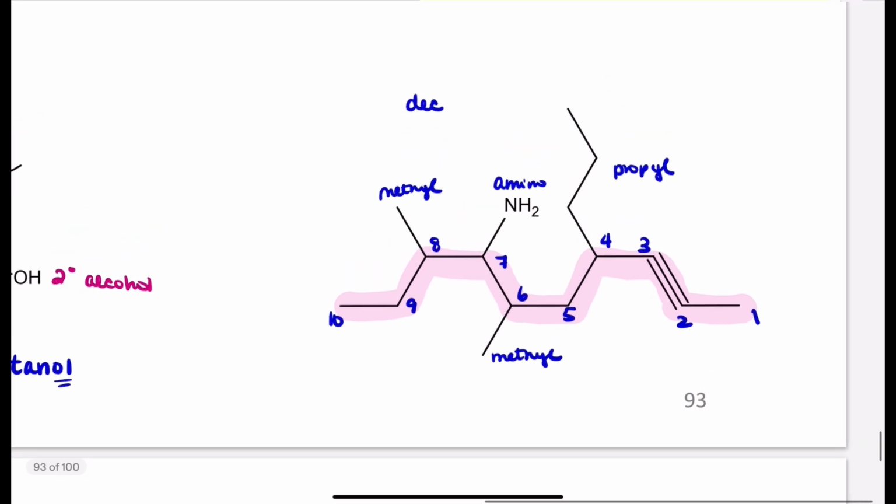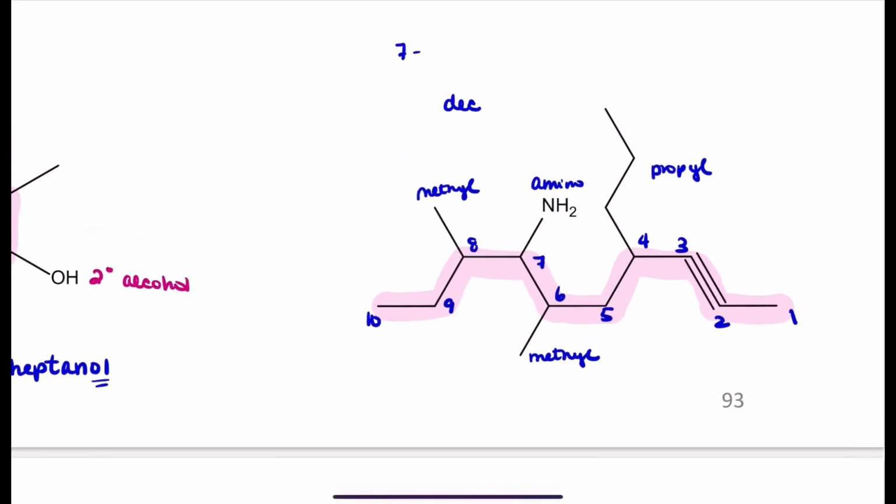So I've got 7 amino. Let's see, methyls come next. 6, 8 dimethyl. 4 propyl. Dec, 2 ine.